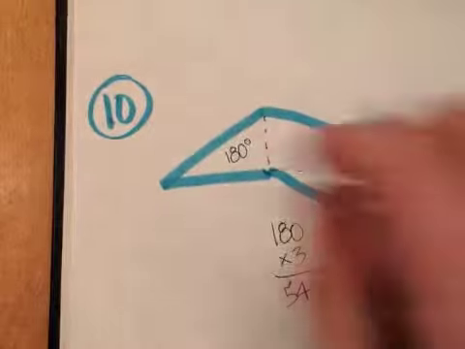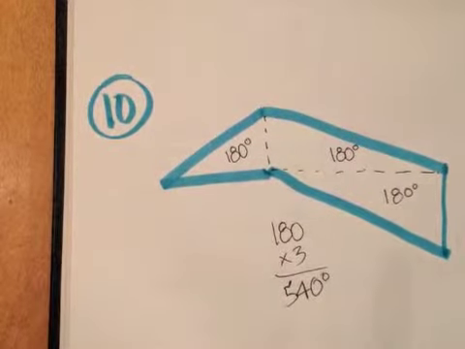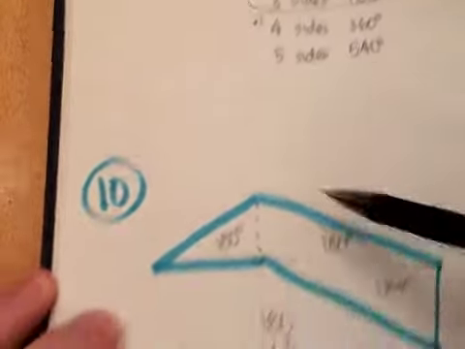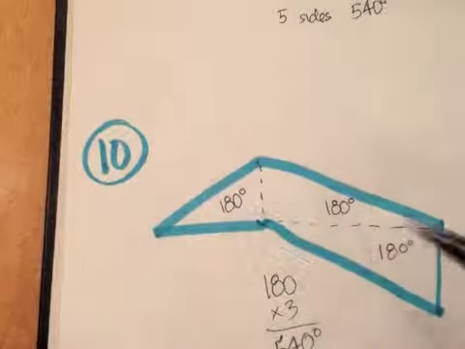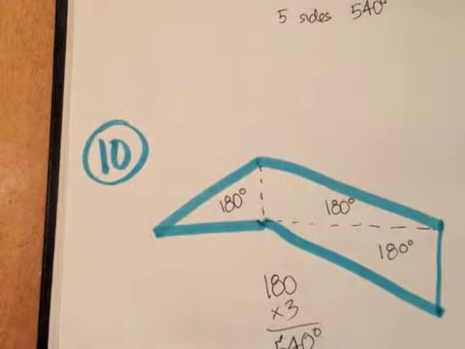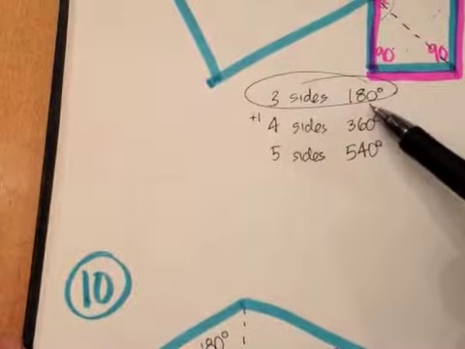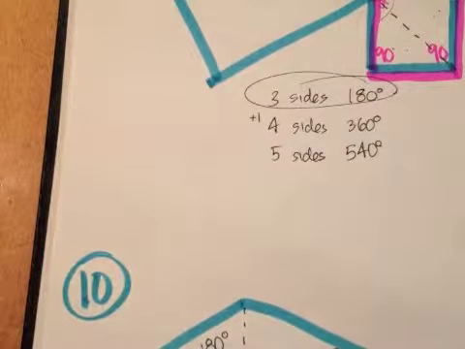So, if I'm asked about the number of degrees in a shape, I'm going to remember my pattern, or I'm going to remember this trick of dividing it into triangles, counting how many triangles there are, and remembering that each triangle always has 180 degrees.